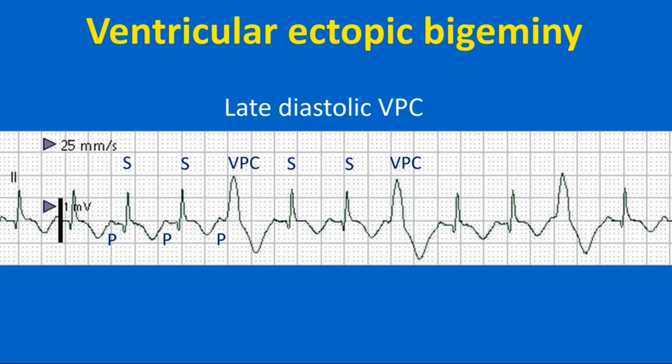Late diastolic VPC can occur during reperfusion of an occluded coronary artery in acute myocardial infarction. They can be followed by accelerated idioventricular rhythm, a classical reperfusion arrhythmia.